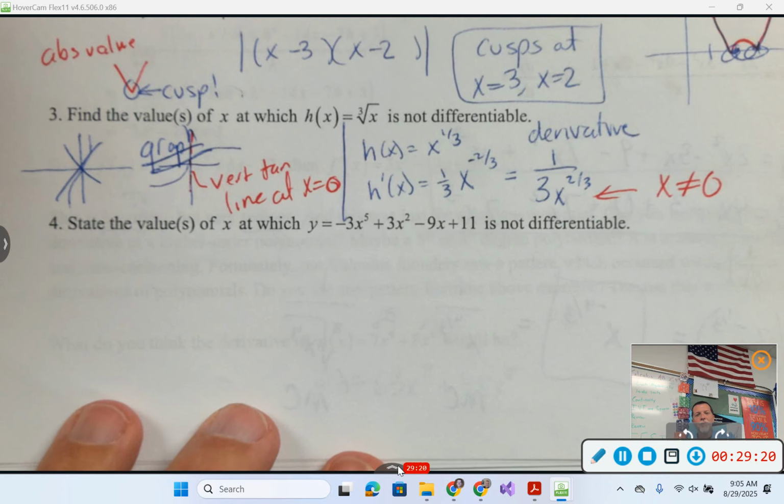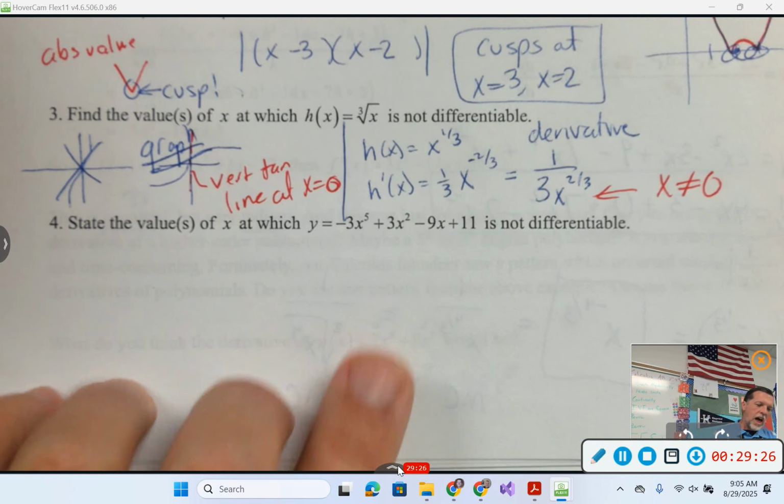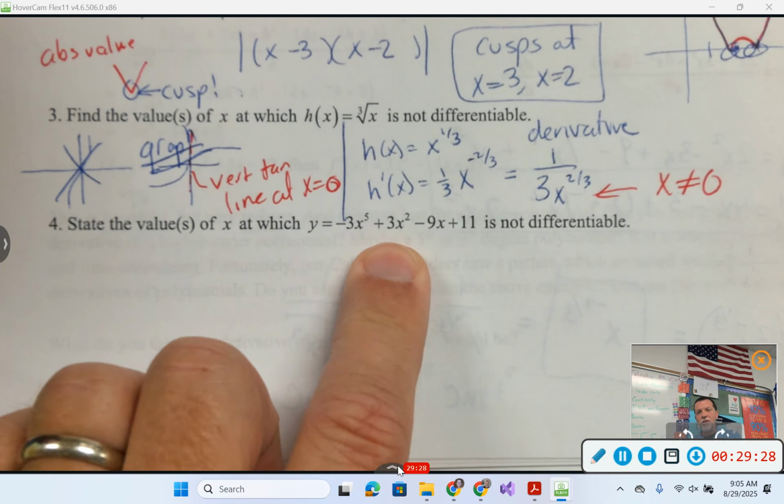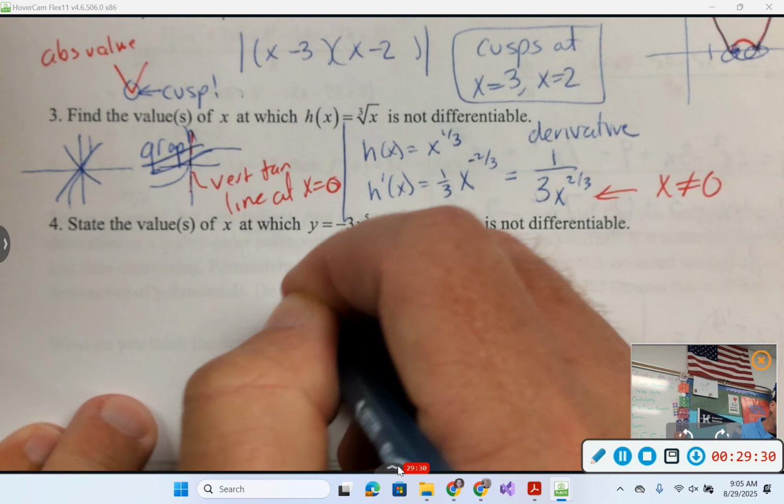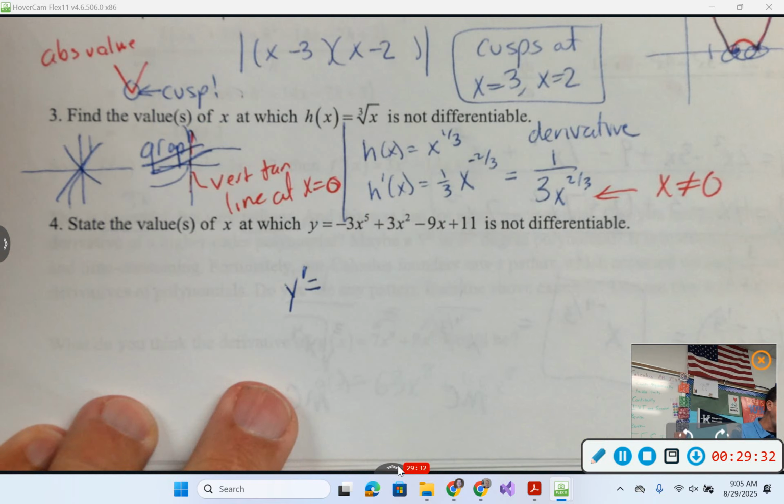Number 4 is always a fun problem. State the values where that is not differentiable. I'm not doing that one graphically because I have no idea what that looks like. So let's just take a derivative and see what we get.